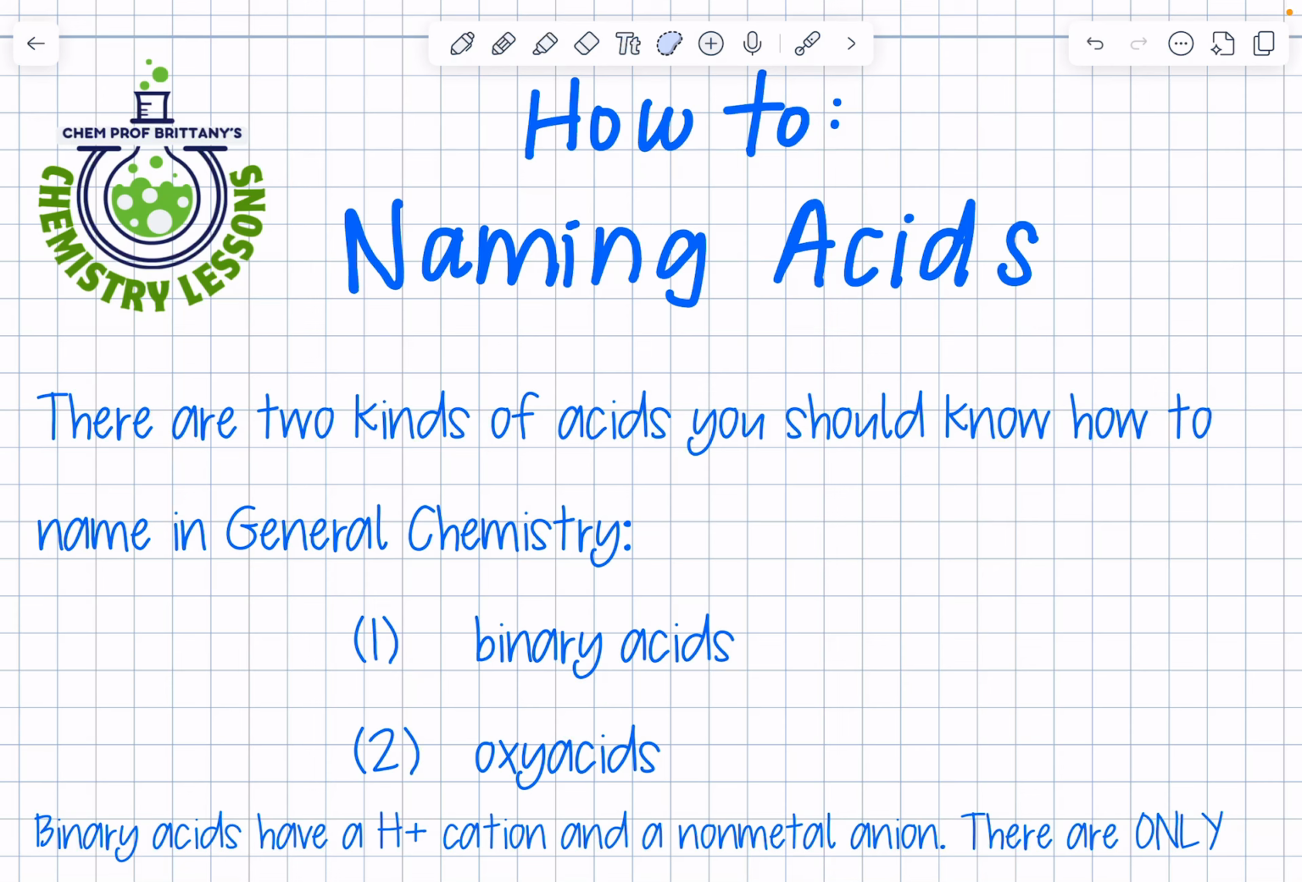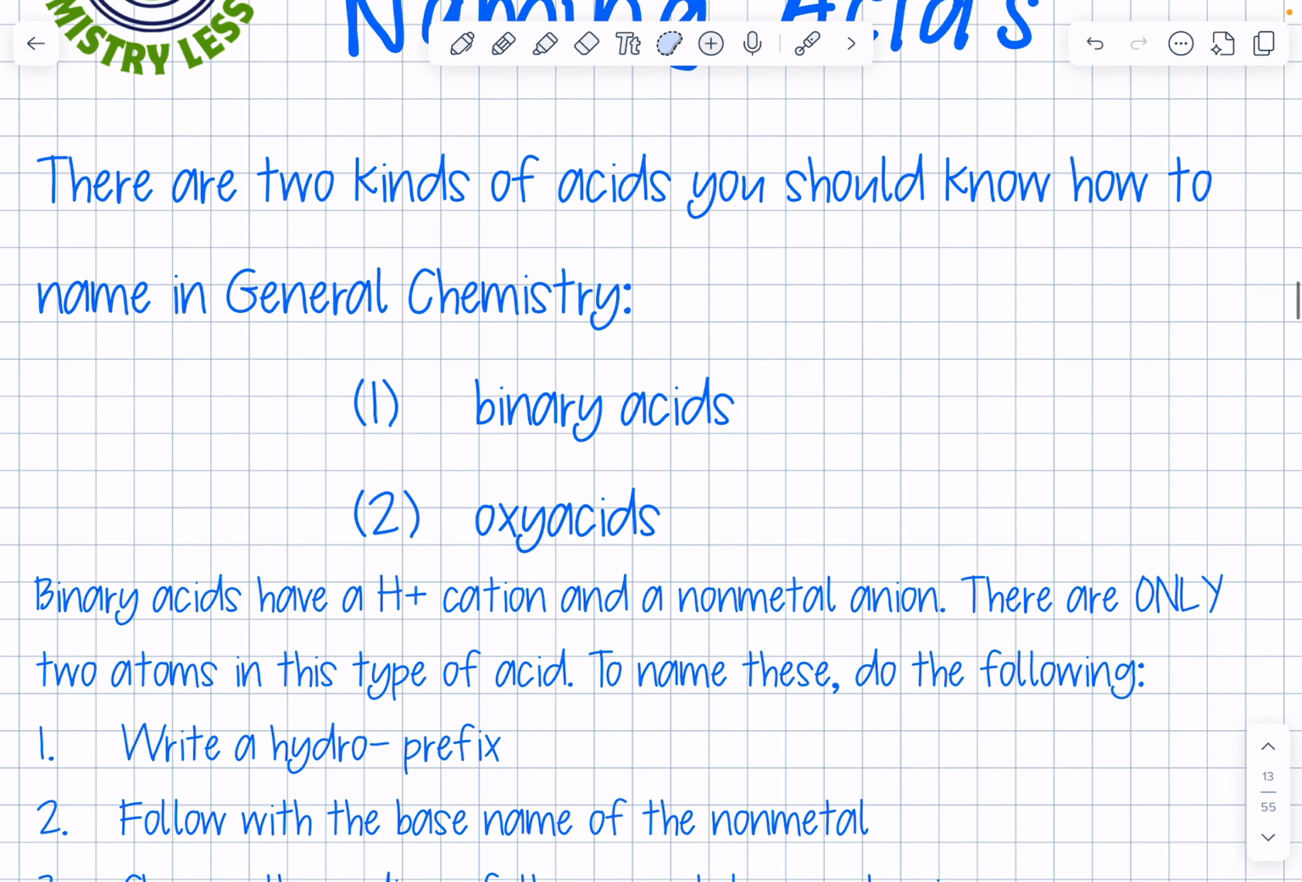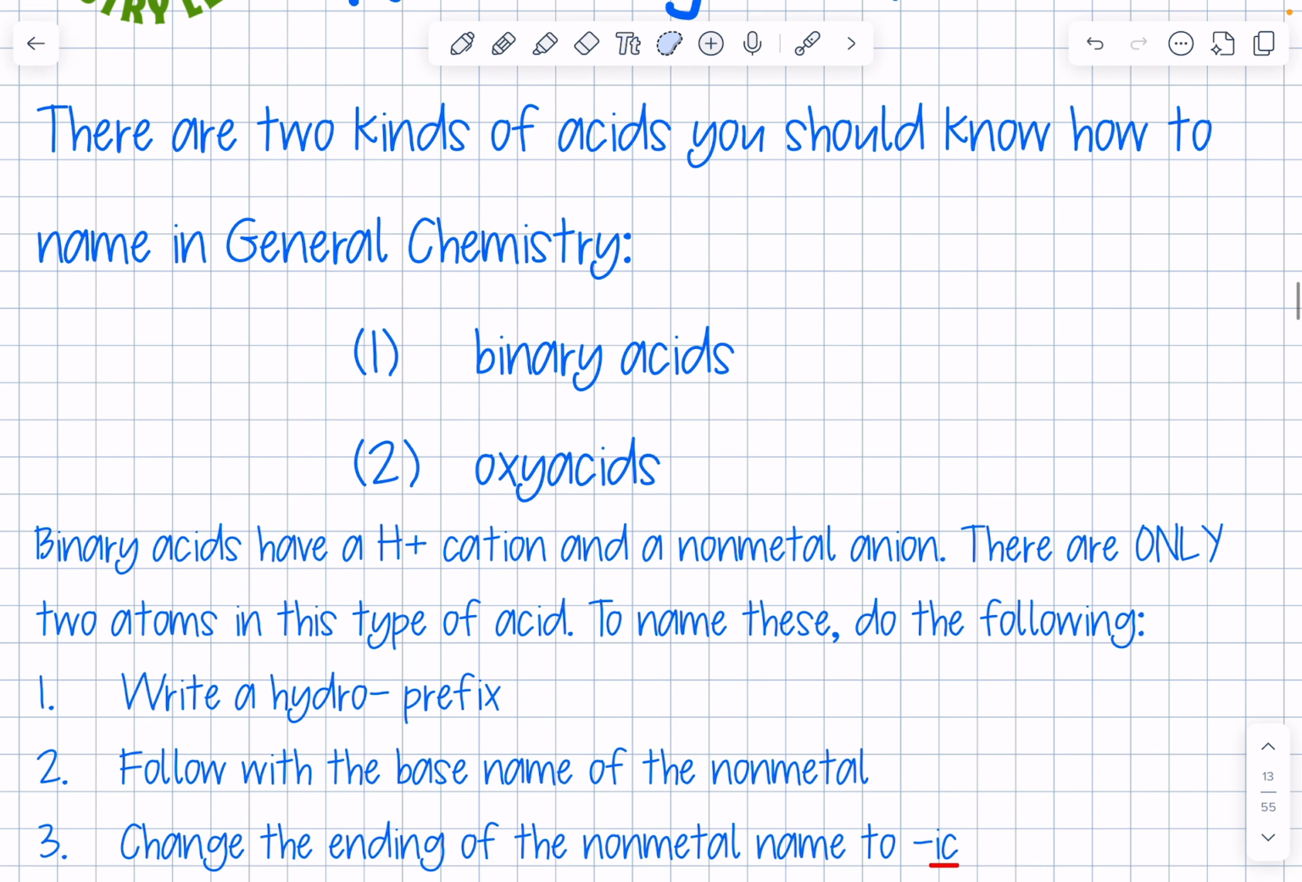In this video, we're going to talk about how to name acids, and I'm specifically talking about just the more simple acids that you're going to come across in general chemistry. So there are two kinds of acids that you need to know. The first one is binary acids. The second one are oxyacids.